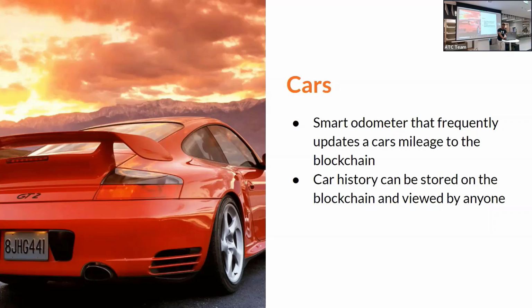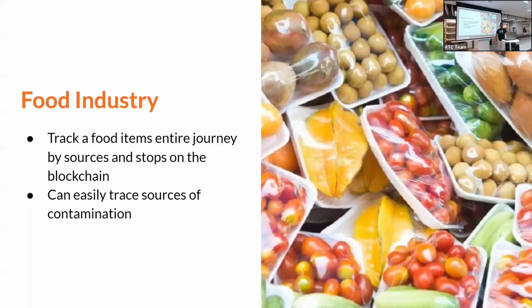Another application would be the food industry. It's another thing that's very hard to control, keeping track of where food comes from, what it's been through, where it ends up. If you store this entire journey on the blockchain, for example, it would be easy to know where food came from, and if we needed to trace back contamination, theft, stuff like that, we could do it very easily.